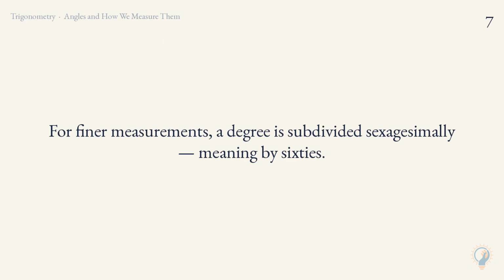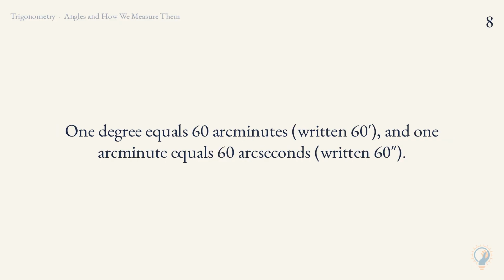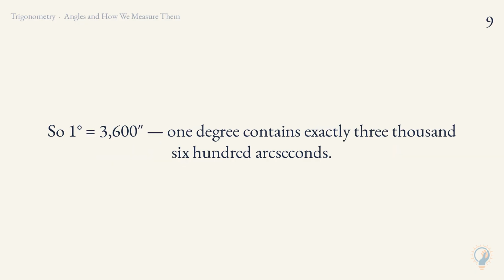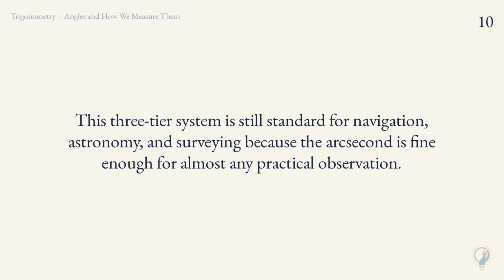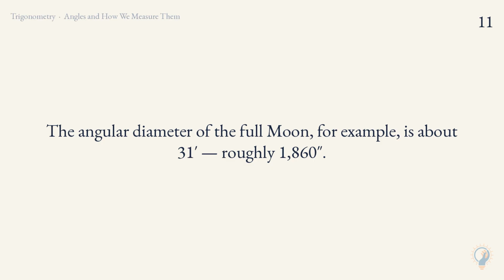For finer measurements, a degree is subdivided sexagesimally, meaning by 60s. 1 degree equals 60 arcminutes, and 1 arcminute equals 60 arcseconds. So 1 degree contains exactly 3,600 arcseconds. This three-tier system is still standard for navigation, astronomy, and surveying because the arcsecond is fine enough for almost any practical observation. The angular diameter of the full moon, for example, is about 31 arcminutes, roughly 1,860 arcseconds.